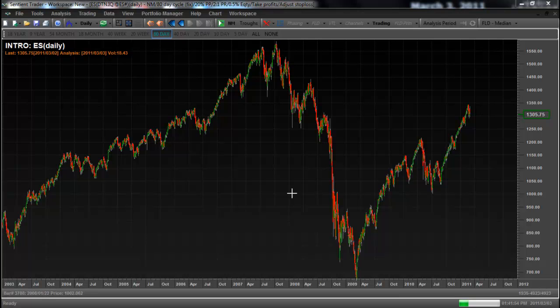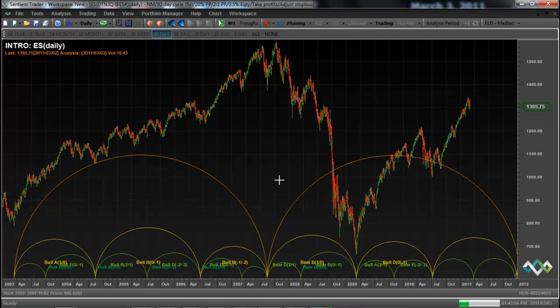Now, I have performed an analysis on this price data, and if I click on this phasing button, then we see the cycles presented as very simple semicircles. At present, the software is displaying 3 cycles: an orange-colored cycle, which is a 4.5-year cycle, a yellow cycle, which is an 18-month cycle, and this pale green cycle, which is a 40-week cycle.